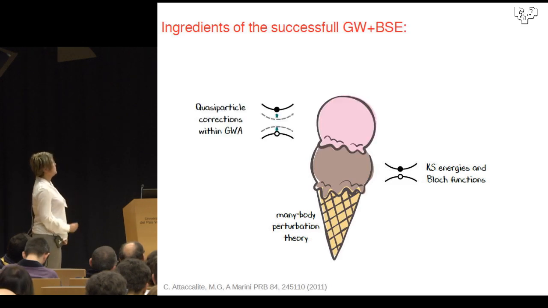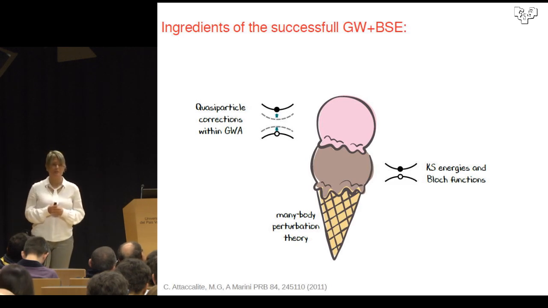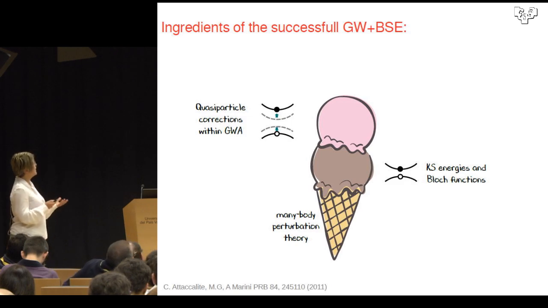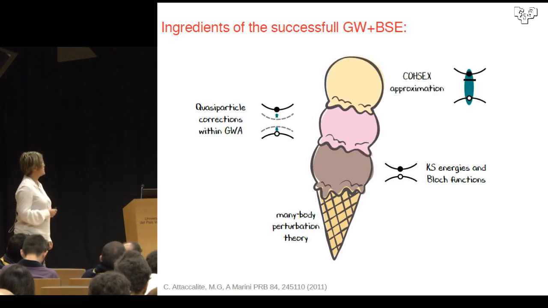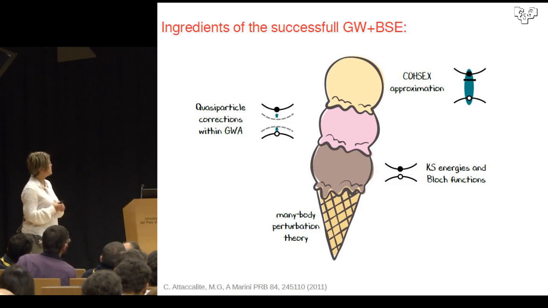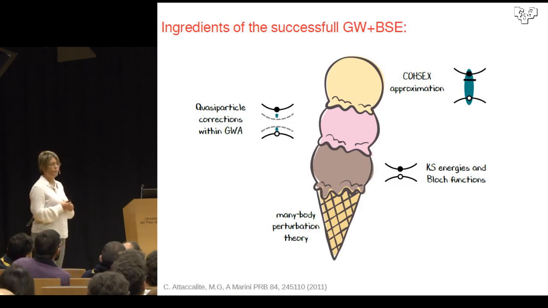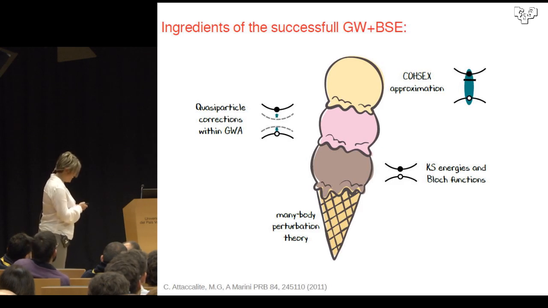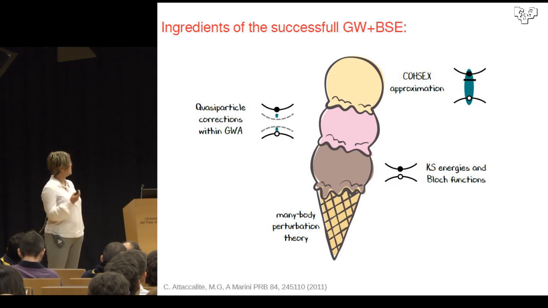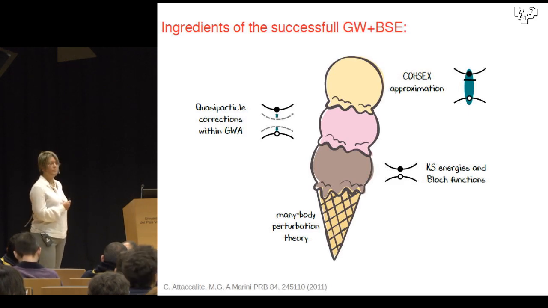Then, of course, we need to correct for the band gap problems in density functional theory, so we use the GW approximation. And then finally, for the response, we use the Coulomb-hole screened-exchange approximation for the response kernel. This is quite a good approximation. It gives very accurate results, and on the other hand, being a static approximation, it makes the calculation not too heavy.